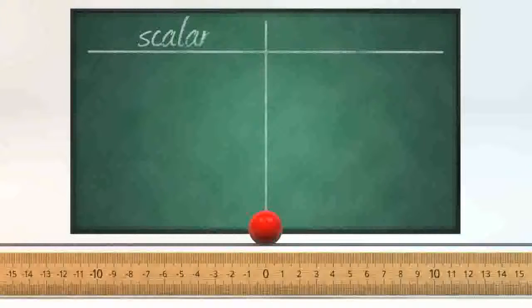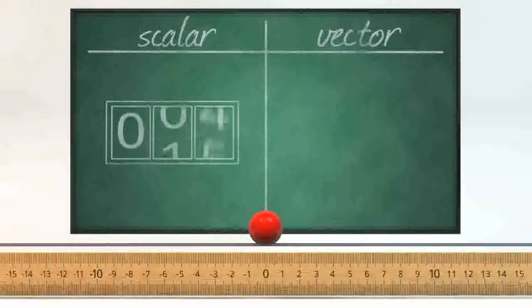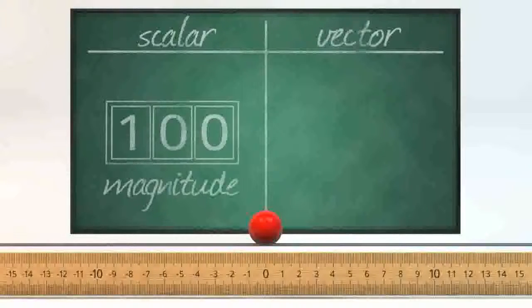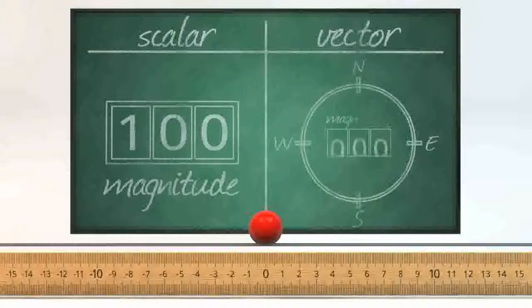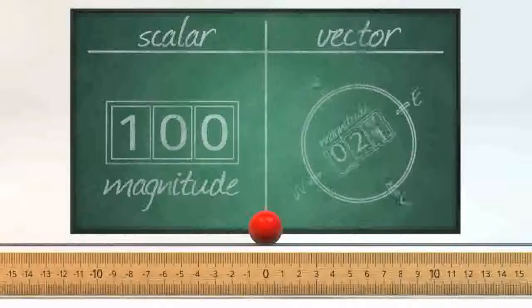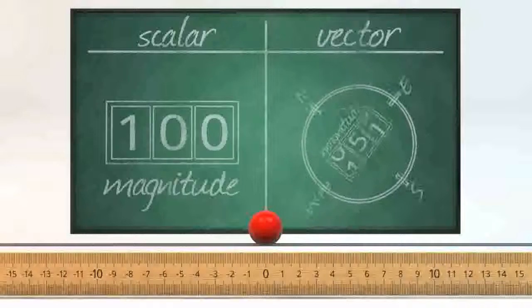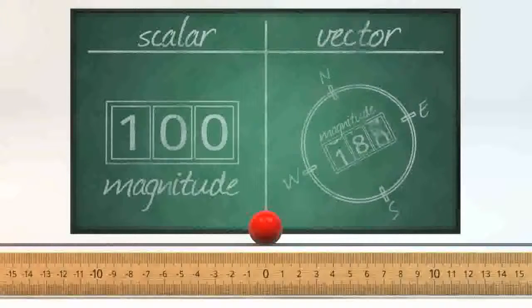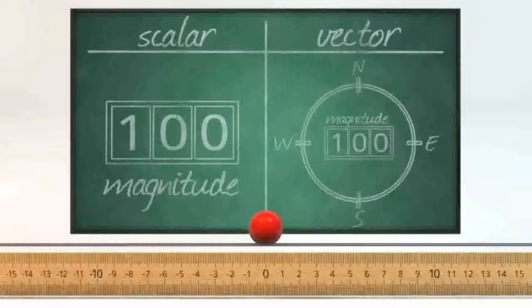scalar and vector. Distance is a scalar because it is just a number, and it only tells us how far the ball has gone without any info on which direction it moved in. A scalar is just a magnitude. Displacement is a vector because we can tell the difference between when the ball has moved left or right. The vector quantity tells us both magnitude and direction.